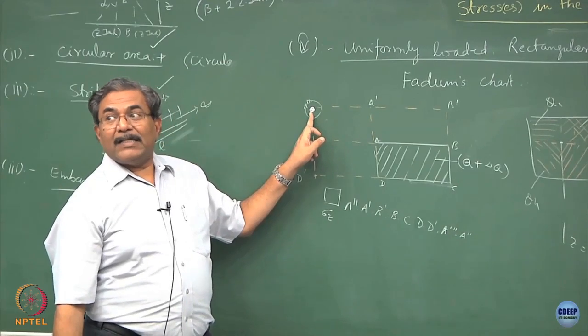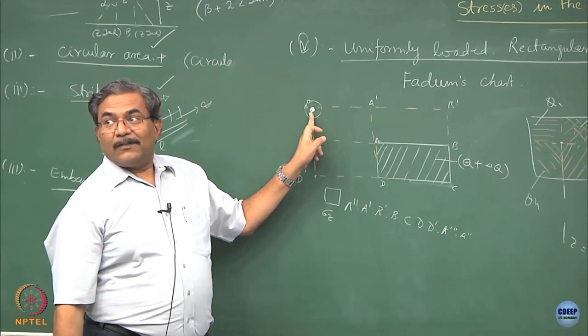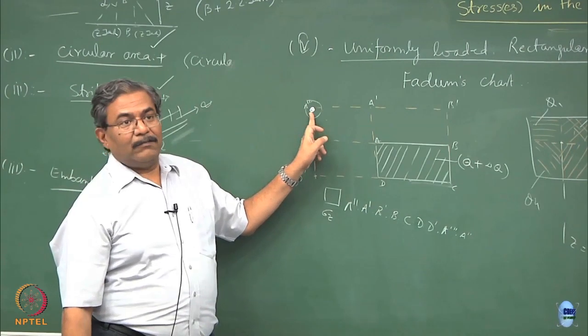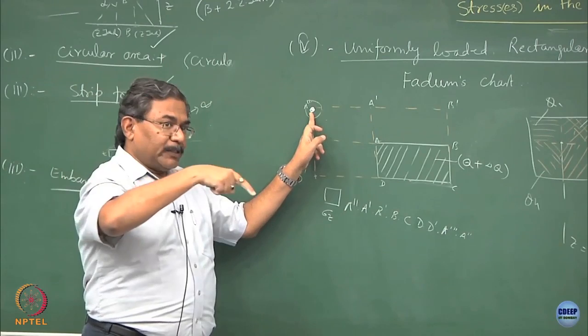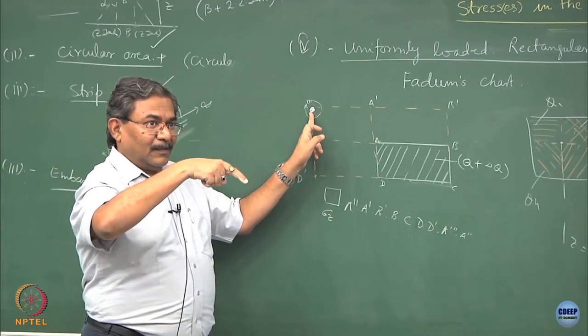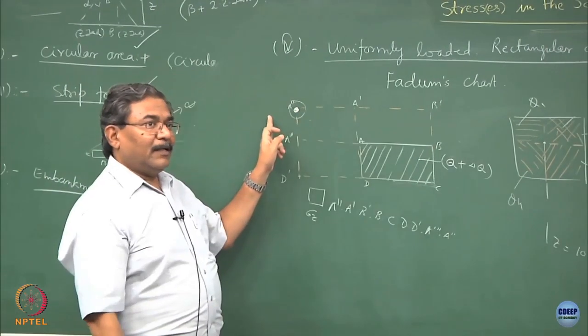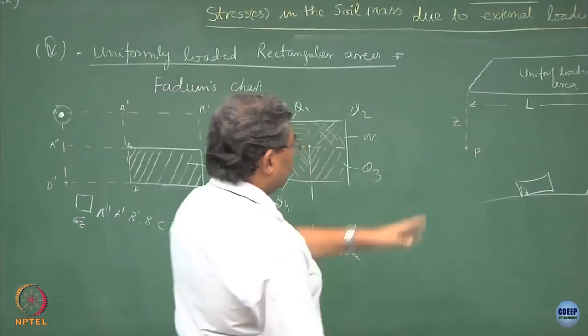And we have done a lot of analysis, you know, we have computed sigma total, we have computed sigma prime, we have computed pore pressures. So that means all this is going to create a detrimental effect. Okay, so this is one example problem.